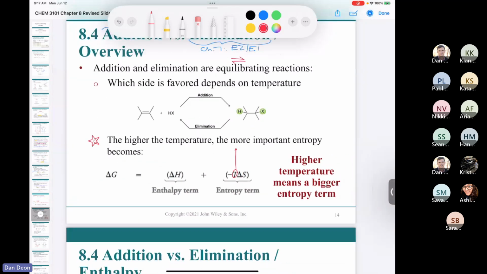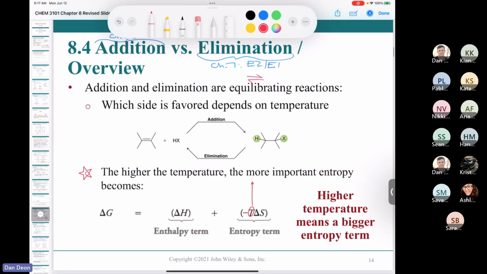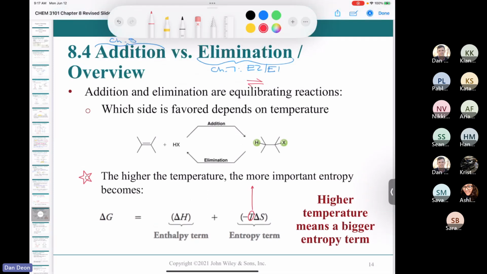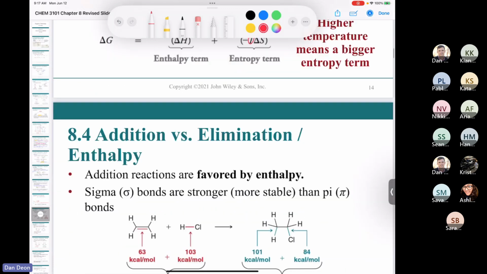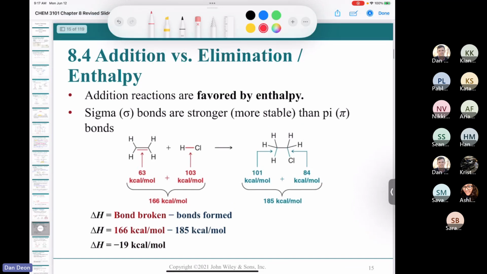So that's all it's saying, and that's why temperature is going to be the deciding factor as to whether we get addition or elimination. So what we've got to do now is look at the enthalpy term and look at the entropy term, and we'll compare the two, and that's going to give us the answer as to when is addition favored and when is elimination favored. Here we go, okay? The first thing we're going to look at is delta H. So enthalpy, delta H. What's the delta H for an addition reaction?